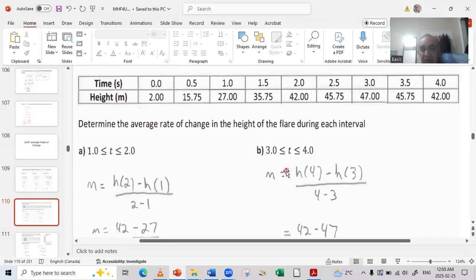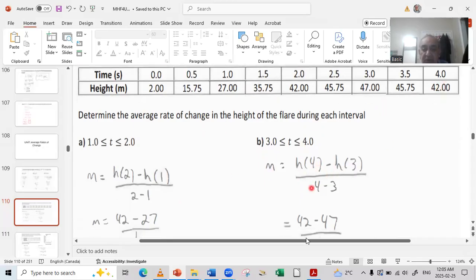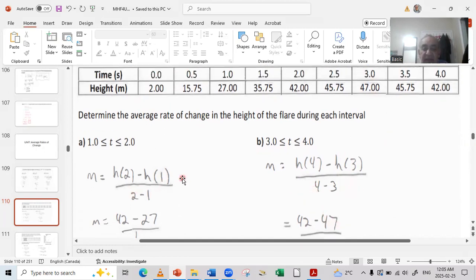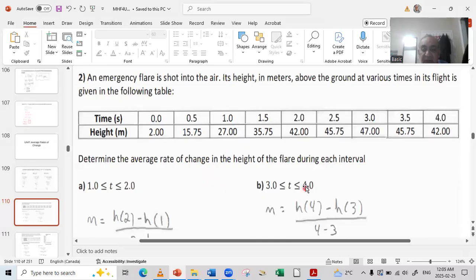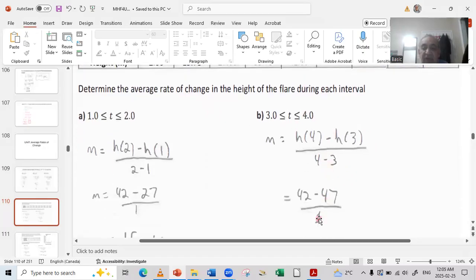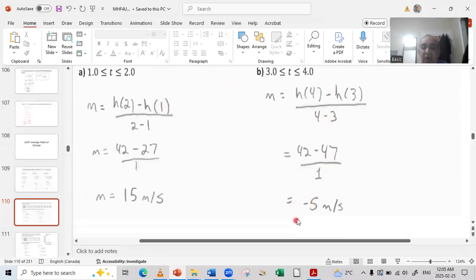Okay, how to do this? The same thing. What is the H4 here? 42. So I will put 42, minus H3. What is the H3 here? 47. Here is a 47, divided by 4 minus 3. The interval is where they are here, the 4 and the 3. So 4 minus 3 will give me 1. Then that will equal minus 5 miles per second.